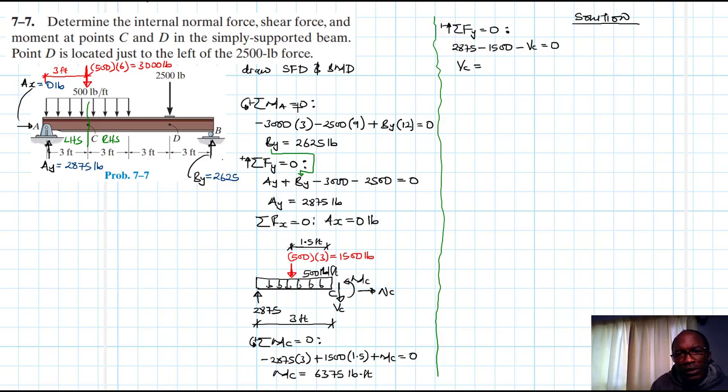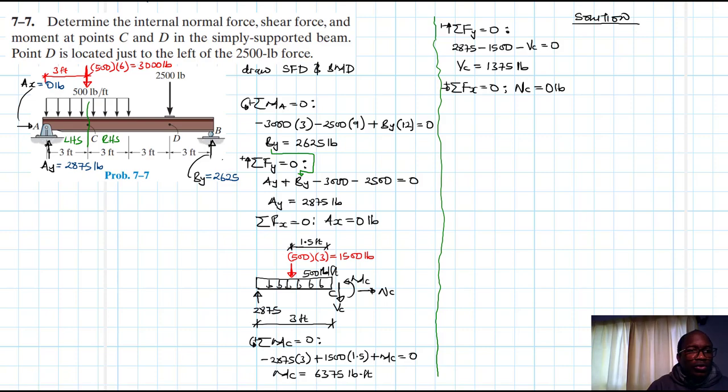Therefore, our VC is just going to be equal to 2875 minus 1500. Our VC is going to be equal to 1375 pounds. Right. Are we there? 2875 minus 1500, 1375. Great. And then summation of forces in the x direction. Of course, we know that our NC is just going to be equal to 0 pounds. Great.